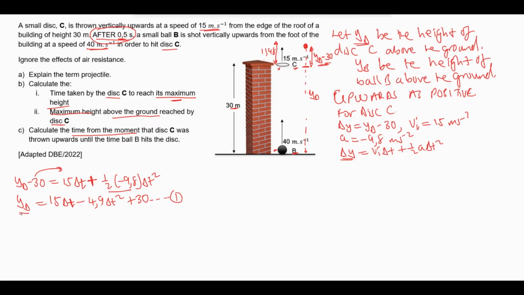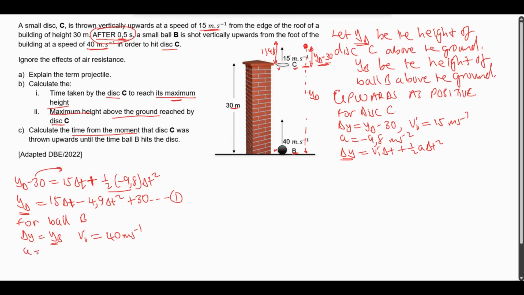So now this is the height of the disk. Let's express the height of the ball now. It's going to be what? For ball B, the height of ball B is just the same as its displacement, isn't it? It's from the ground up to the point where they are going to collide. So it's just the same. The height of ball B is the same as its displacement. So we can say delta y is equal to the height of ball B. Then initial velocity is 40 meters per second upwards, and then acceleration is negative 9,8 since it's upwards.